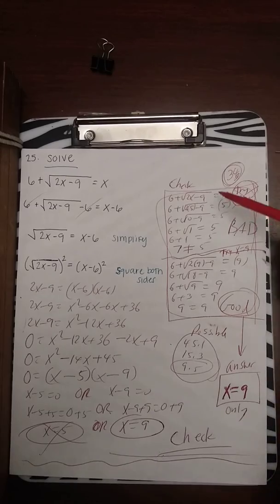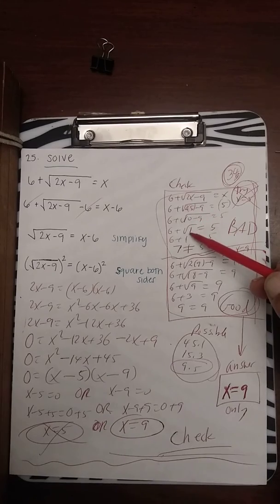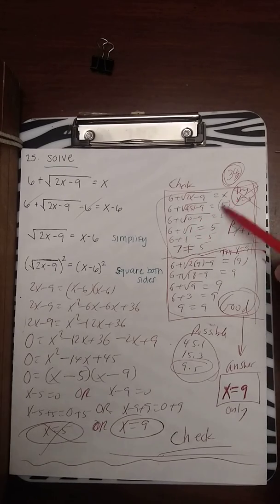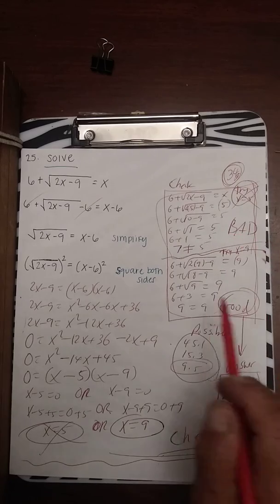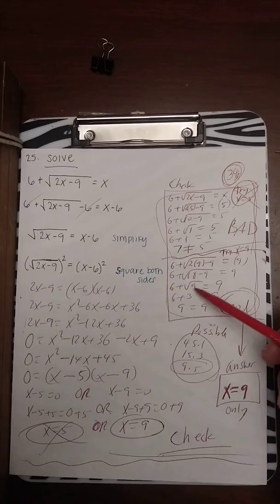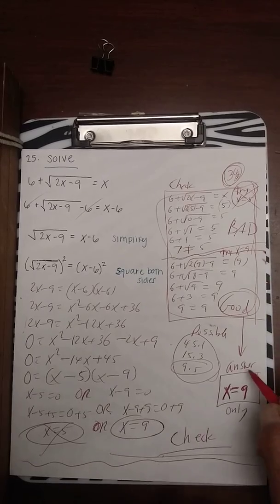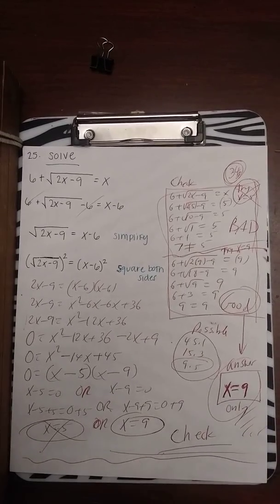Check it. Put it in there. Let's put the number 5 in the original problem. 2 times 5 is 10. 10 minus 9 is 1. Square root of 1 is 1. 1 and 6 is 7. Oh, that's not equal to 5. Bad. How about the other number? 2 times 9 is 18. 18 minus 9 is 9. Square root of 9 is 3. 6 and 3 is 9. And the other side is 9. 9 equals 9. Yes, good. So this is the answer right there. Yes, it does work.